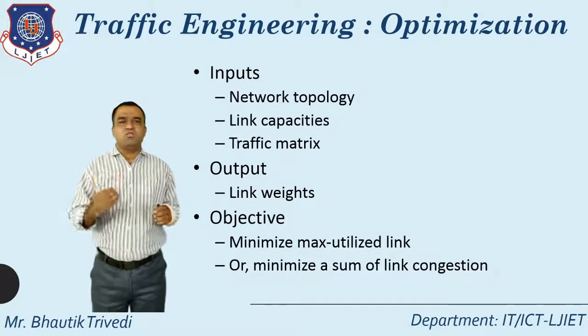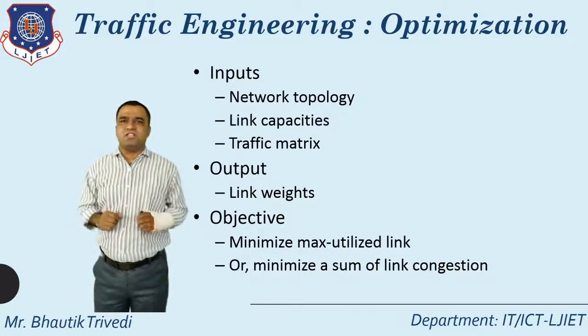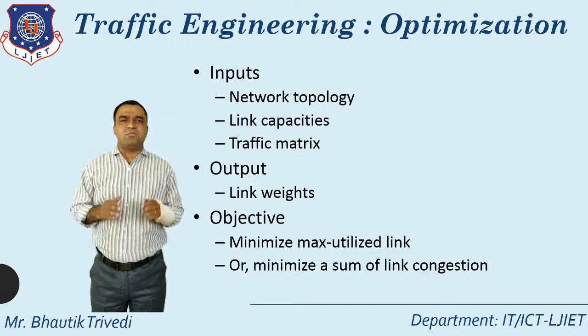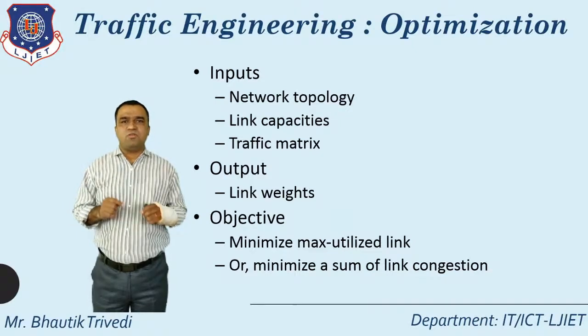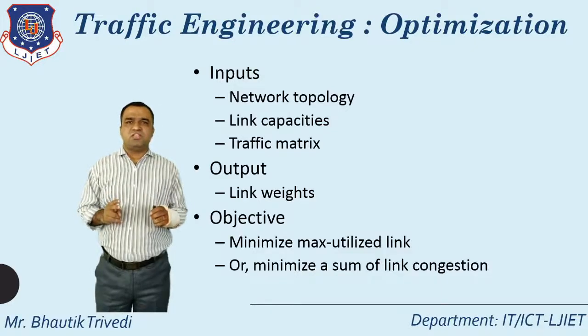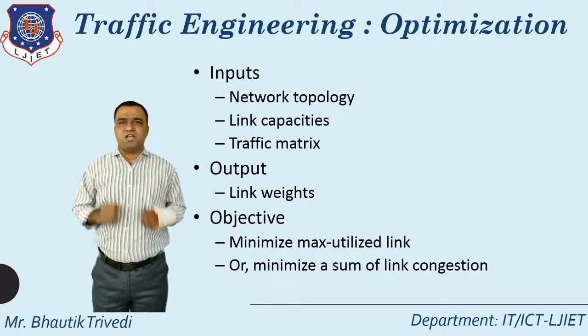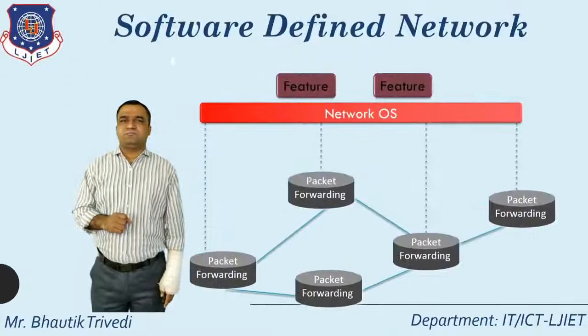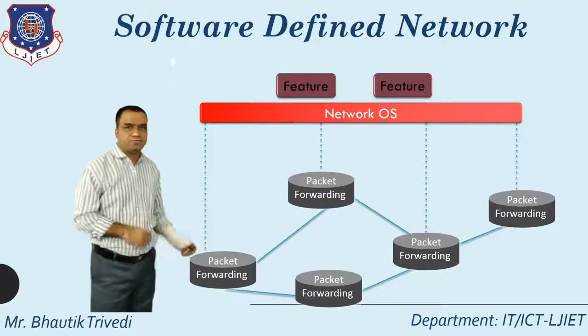And why do we use optimization in traffic engineering? What's the objective of that? The objective is to minimize the maximum utilized link or minimize the sum of link congestion. So with this, you can directly apply the objective of traffic engineering. After that, here you just see the figure.